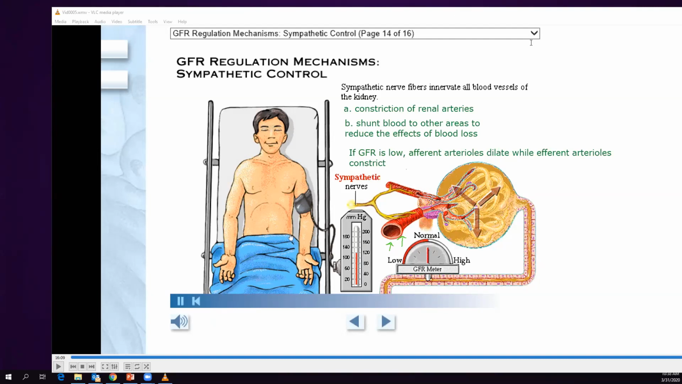Miss G, I missed number 9. What was number 9? Number 9, myogenic mechanism, is A. So that's when the smooth muscle of the afferent arteriole constricts. And then B was tubuloglomerular mechanism, and that's what we just described with the macula densa.